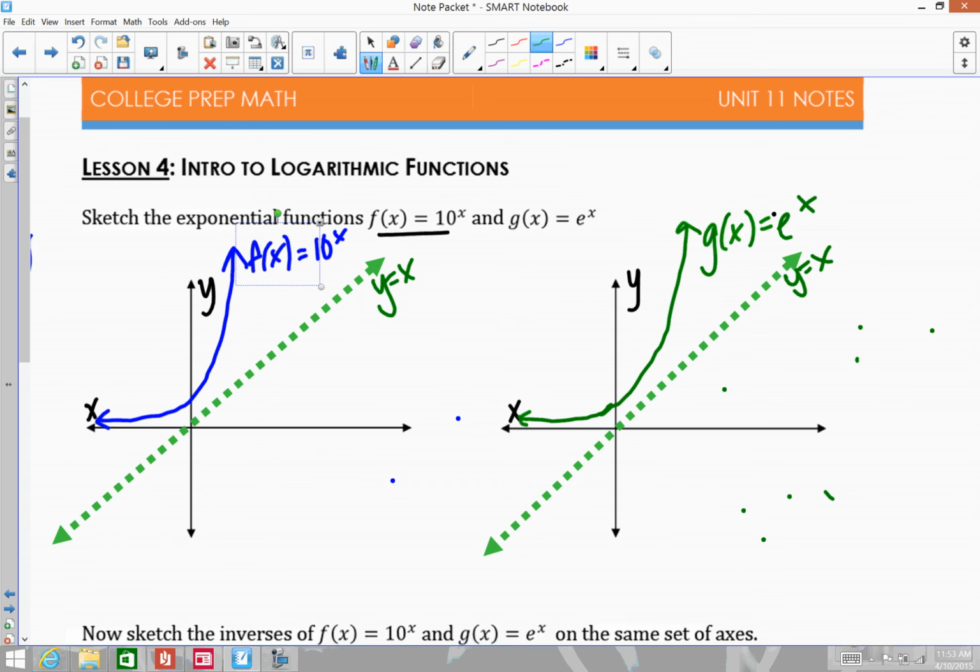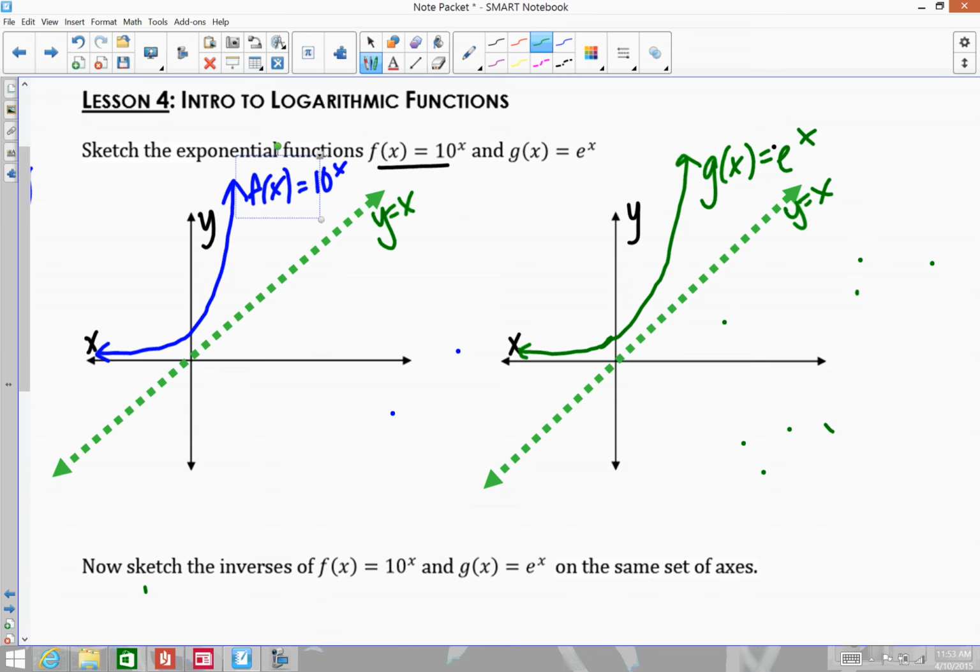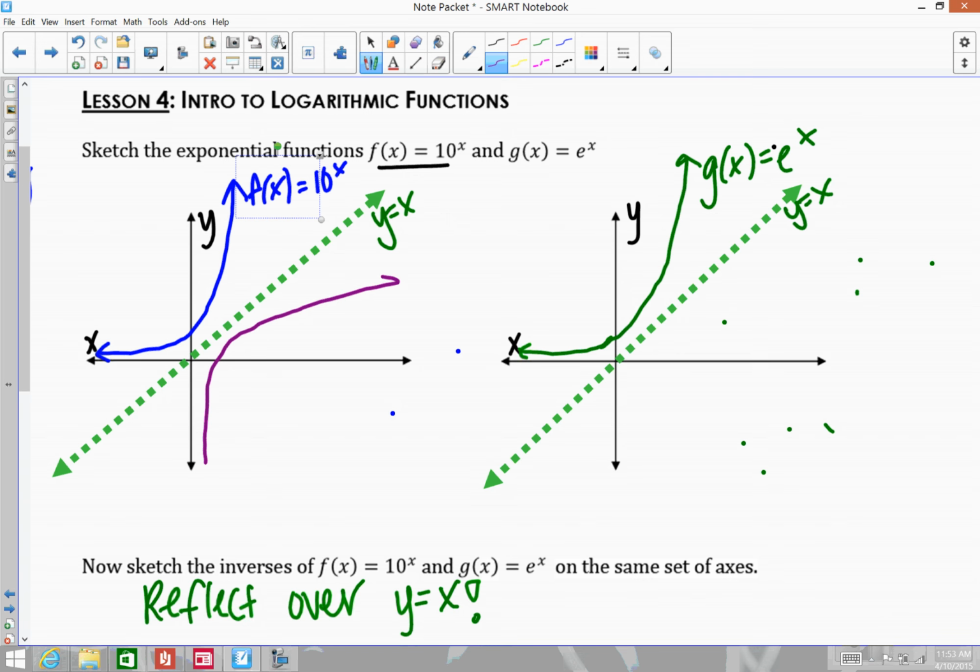In order to get the inverse, we do a reflection over the line y equals x. So that's how we're going to get the inverse. I'm going to take this and reflect it. Basically this part is going to end up down here, and then it's going to keep on growing. This function that we just got, I'm going to write as the inverse function of f, is equal to log of x.